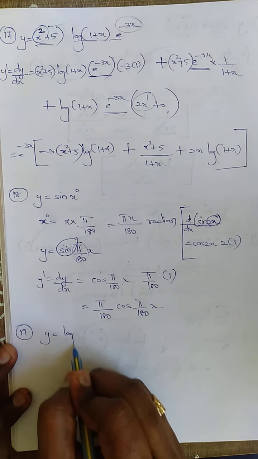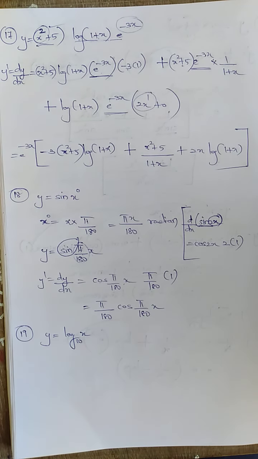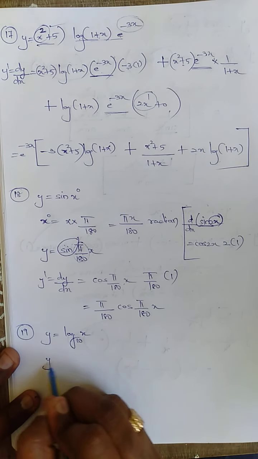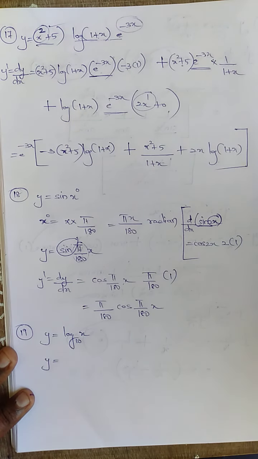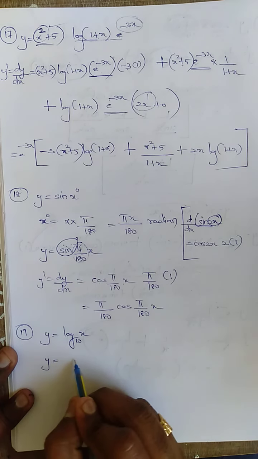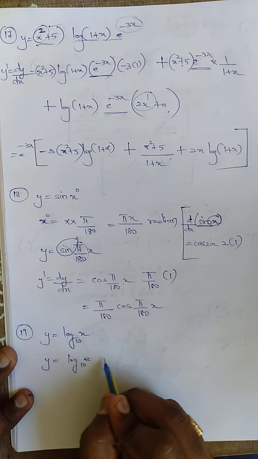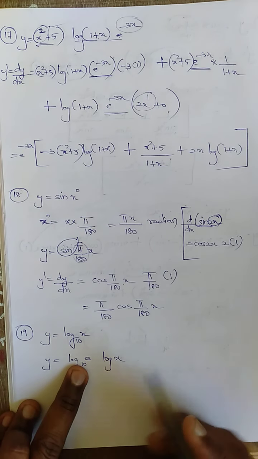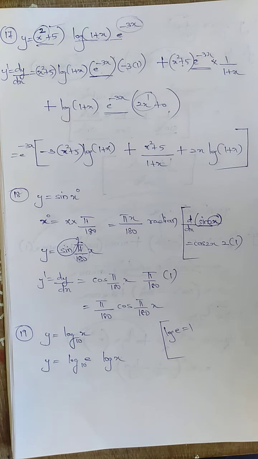y is equal to log x base 10. This is one of the problematic sums. With base 10 we can't differentiate, so the base should not be present. So what can I do? I can simply write log e base 10 into log x, because log e is nothing but 1.